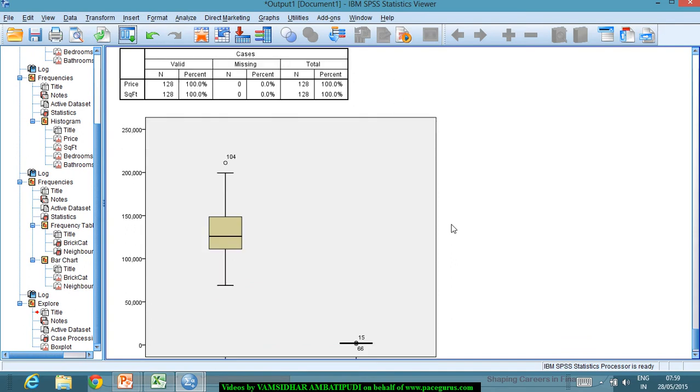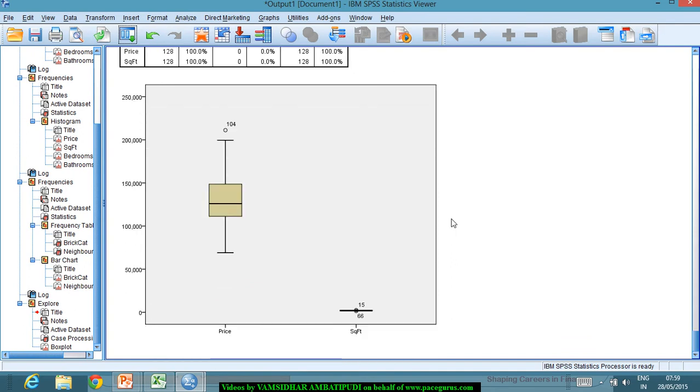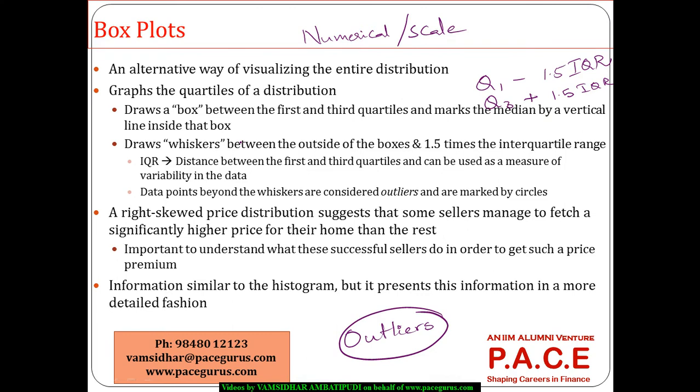Now, if you look at the box plot here, in the case of price, the representation is like this. This box is Q1 to Q3. This is Q1, this is the median, and this is Q3. The first quartile, the median, and the third quartile. And you see the down and up borders. They are called the whiskers.